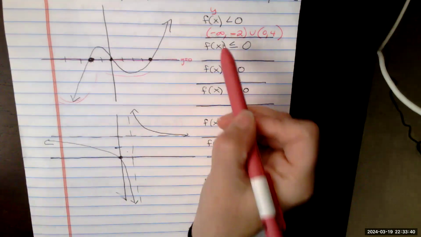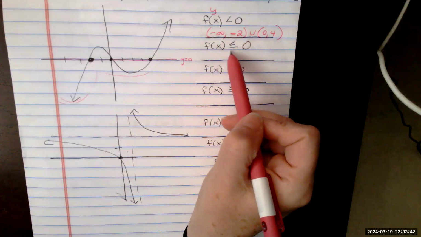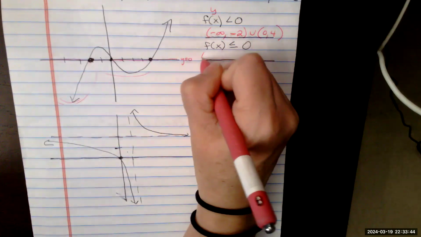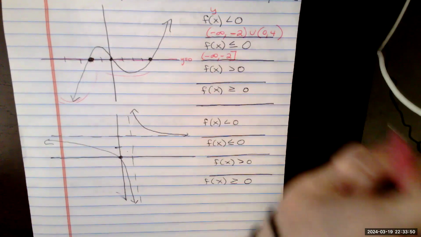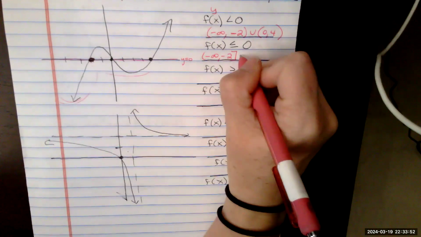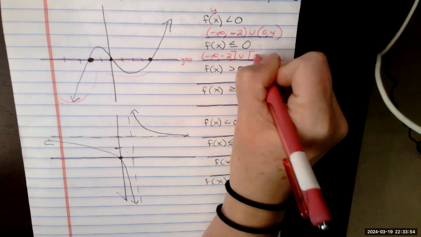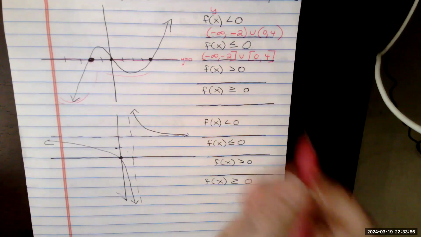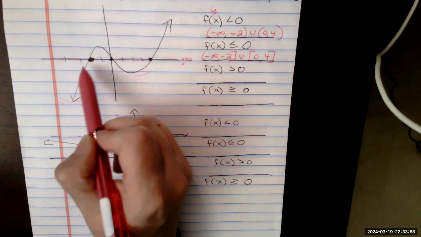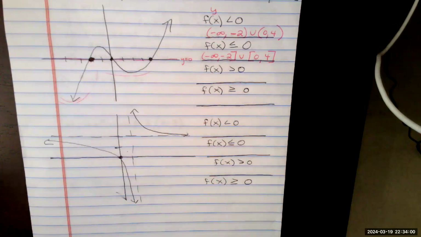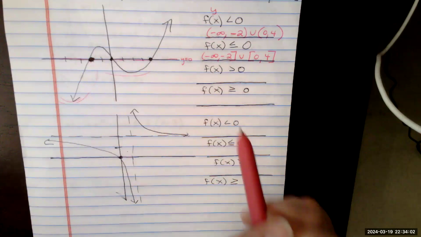Next one's asking me where it's less than or equal to 0. That's going to be the exact same answer, except when I do get to this -2, I will include it. Same thing with the 0 and the 4, because I do want to include where it equals 0, which are these points.